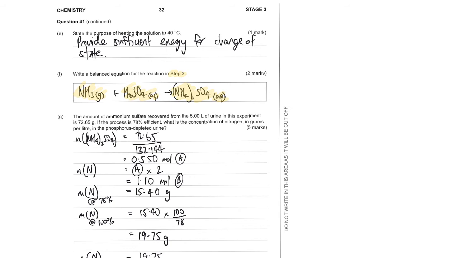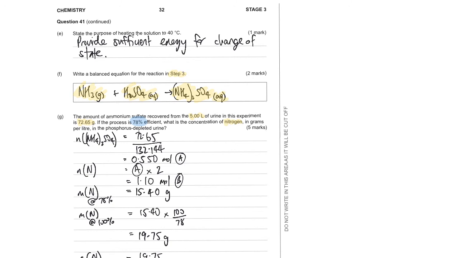The amount of ammonium sulfate recovered from the 5 liters of urine was 72.65 grams. If the process is 78% efficient, what is the concentration of nitrogen in grams per liter of the phosphorus depleted urine? Okay, so the point is that lots of people are having trouble with the idea of this percentage stuff here. All right, so we've really got to make sure that we understand what we are looking for.